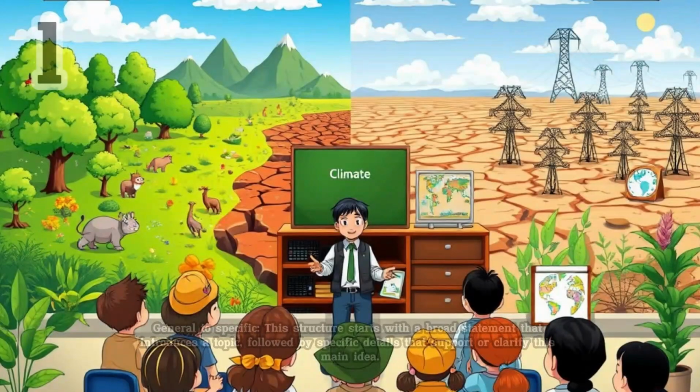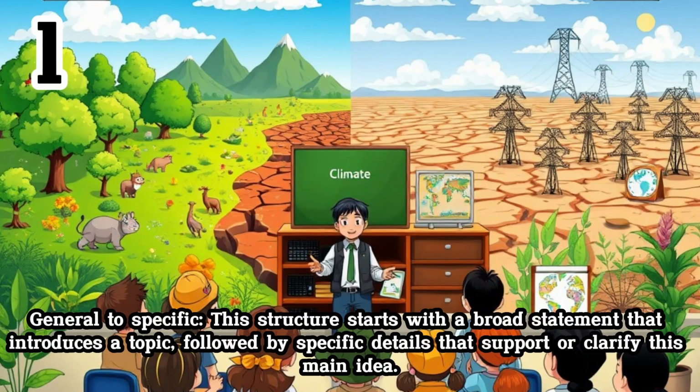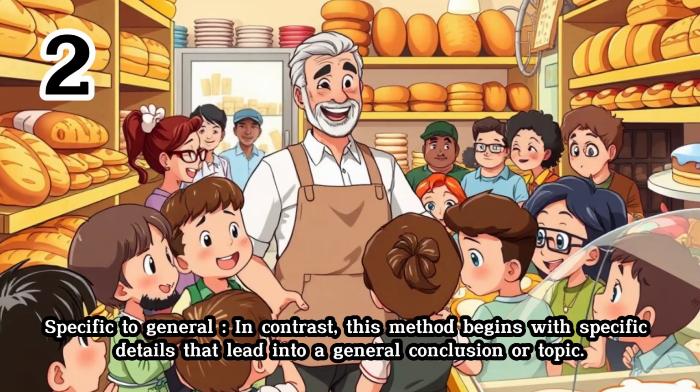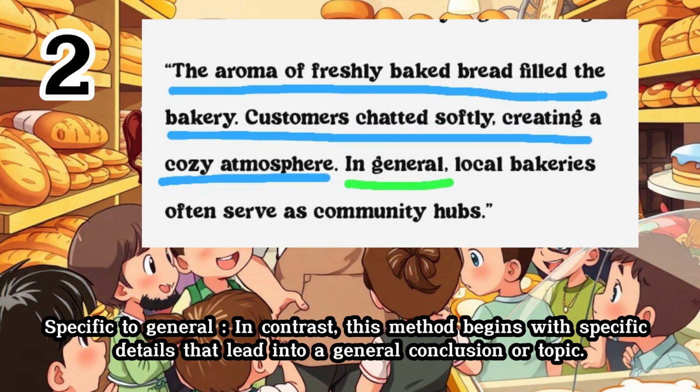The first is general to specific. The structure starts with a broad statement that introduces a topic, followed by specific details that support or clarify this main idea. Specific to general. In contrast, this method begins with specific details that lead into a general conclusion or topic.